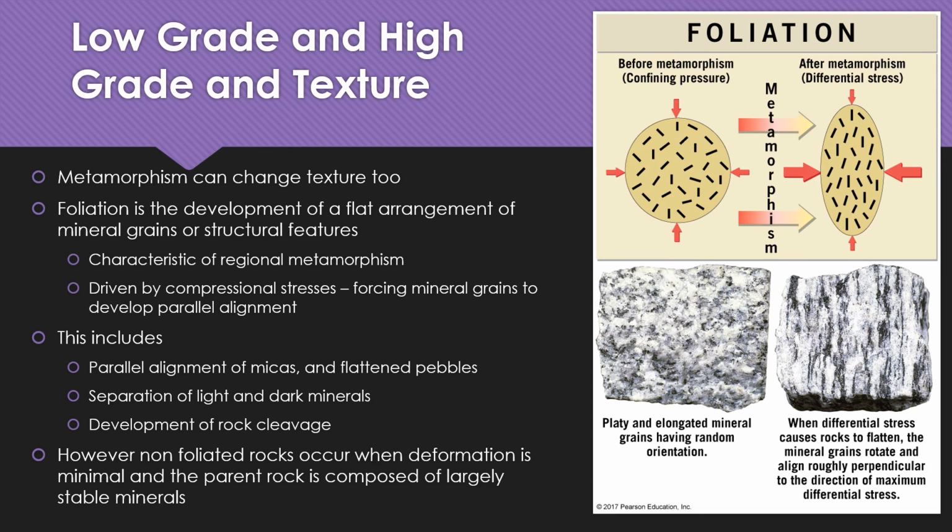Metamorphism can change texture. Foliation is the development of a flat arrangement of mineral grains or structural features. It's characteristic of regional metamorphism, and it's driven by compressional stresses forcing mineral grains to develop parallel alignment, meaning maybe they were all mixed up before, now they kind of go in straight lines and they're kind of bi-mineral.